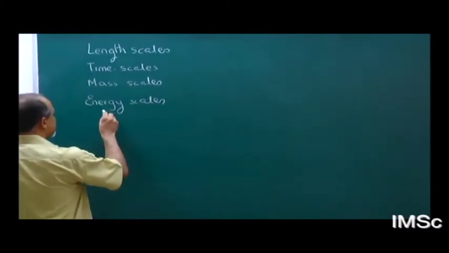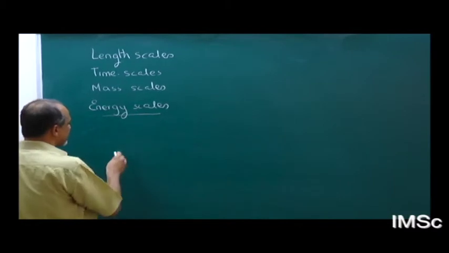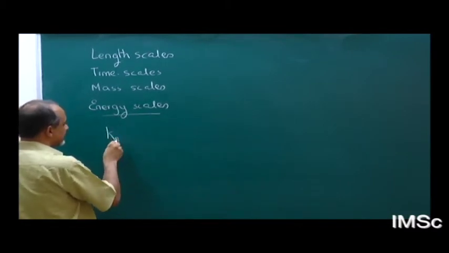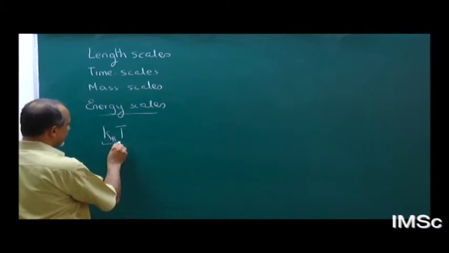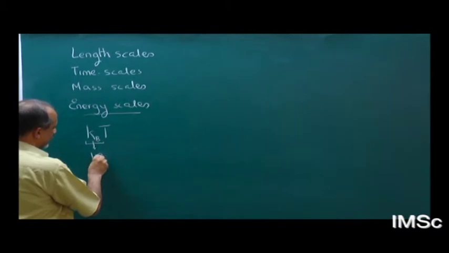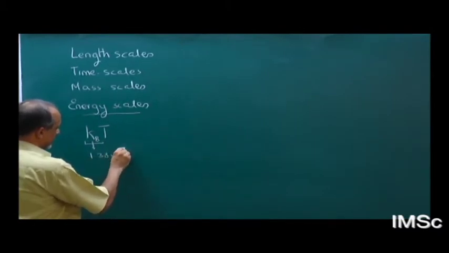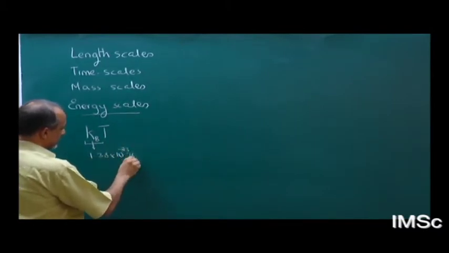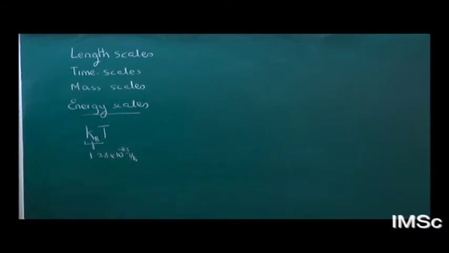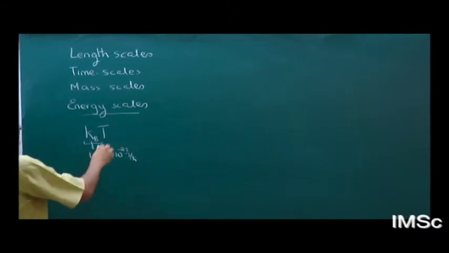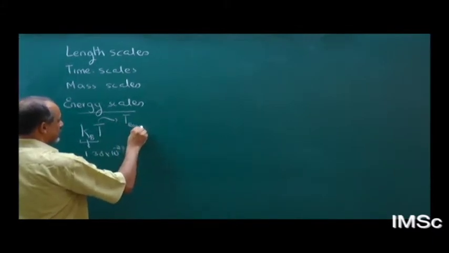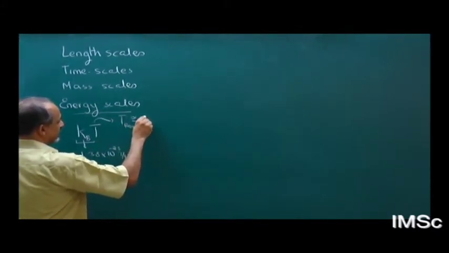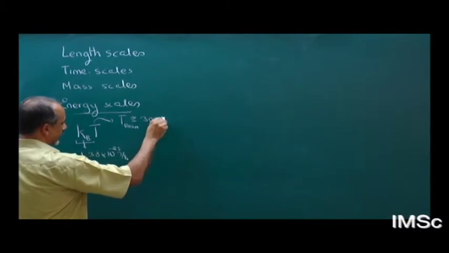So the last thing that we did was energy scales. And remember that we said the energy scale associated with thermal temperature, room temperature, is obtained by saying there is some quantity called kB, which is 1.38 times 10 to the power minus 23 joules per Kelvin. I think this 23 is correct. And T is whatever temperature you have. For example, T room, you might assume it to be roughly 300 Kelvin.